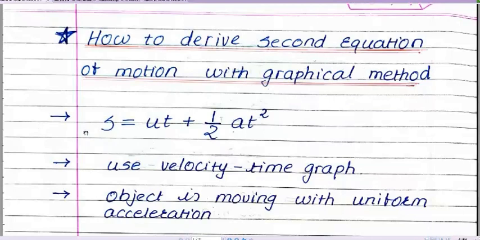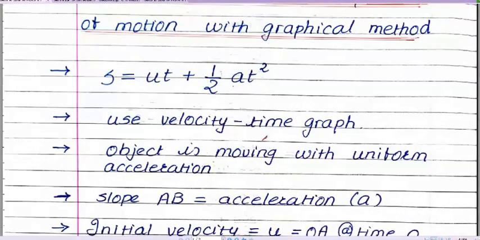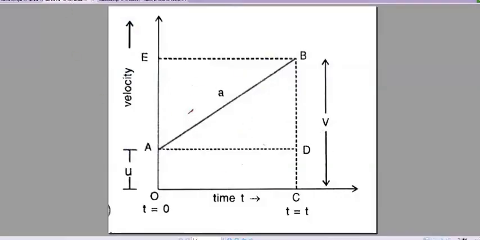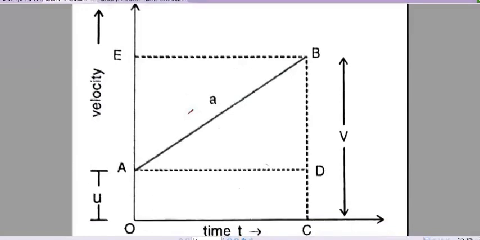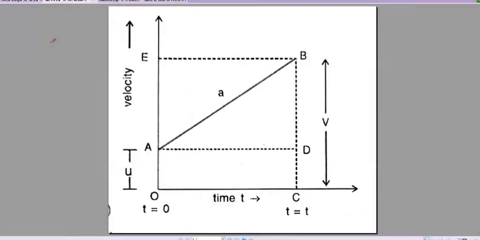So we know that the second equation of motion is this: s is equal to ut plus half at square. This is your second equation of motion. Here also we use the velocity time graph. So this is your velocity time graph. The same graph we will be using.